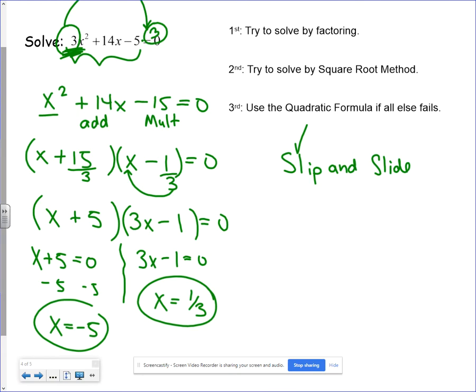So again, when you're doing today's assignment, go through these methods. See which method is going to be the best one to use. If you want, you can always use this. This method always works. But these first two don't always work. But if they do work, they're going to be the fastest and easiest way to do it.